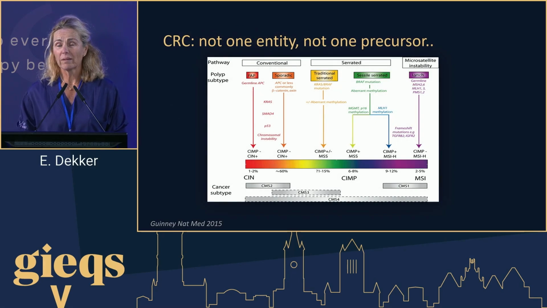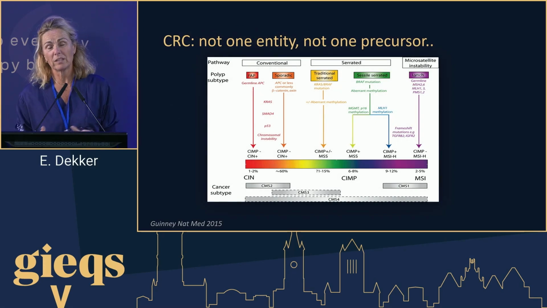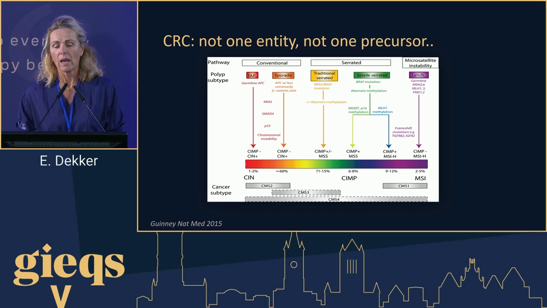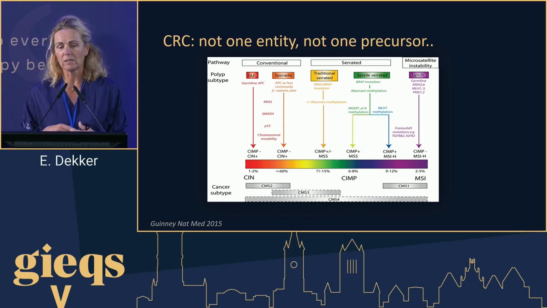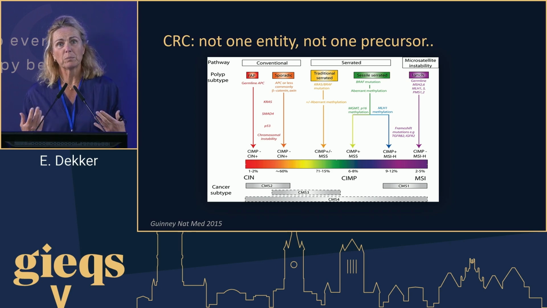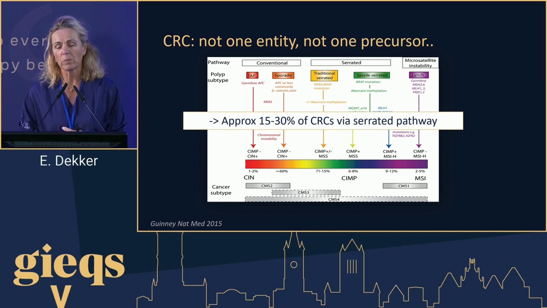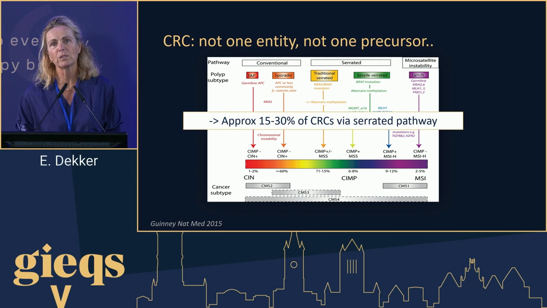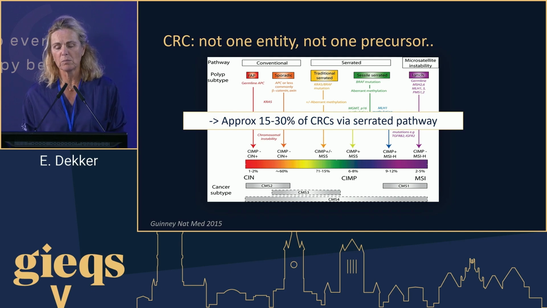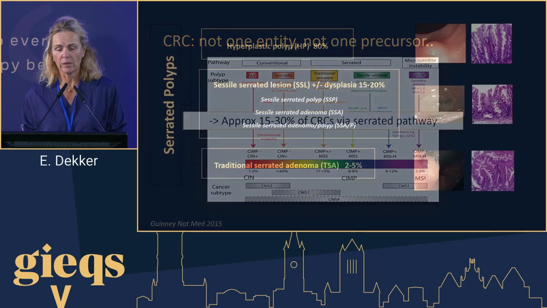Well, you might be aware that colorectal cancer, as already discussed in this meeting previously, is not just one entity. It arises from different mutations over time, and we've always been acquainted with the adenoma-carcinoma pathway. However, nowadays we know that the serrated pathway also comes into play, and an estimated 15 to 30% of colorectal cancers seem to arrive via that pathway, looking at molecular analysis of the cancers.